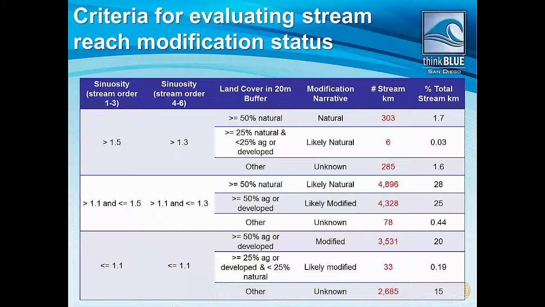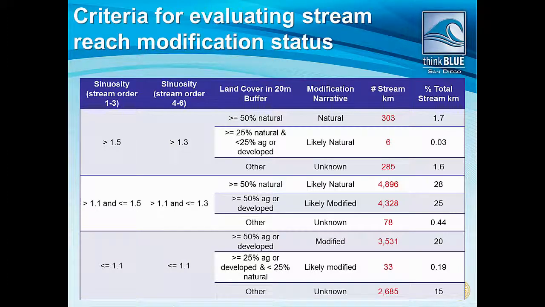I just want to call your attention to the unknown category. The unknown in most cases here was due to the fact that we basically had conflicts in some way, in other words, between some of the metrics. In other words, it might have been not a sinuous channel. It was very apparently straight, but had what looked like natural land cover according to the GIS. So then we were less certain as to just how to classify it. So those are probably things we need to look at more in the future.